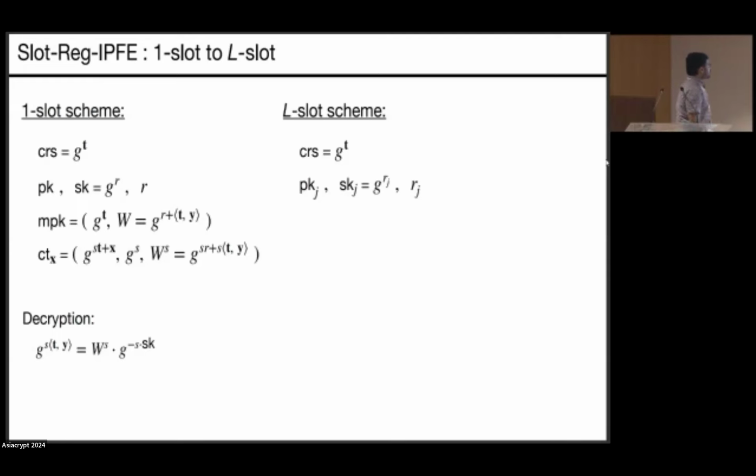Okay, so we have to move on. We have to add more users to the system. Let's say that we have L users in the system. Each of the users will sample their own public key and secret key pair independently. And we can aggregate their public keys with the functions, like we multiply the master public key of the one-slot scheme.